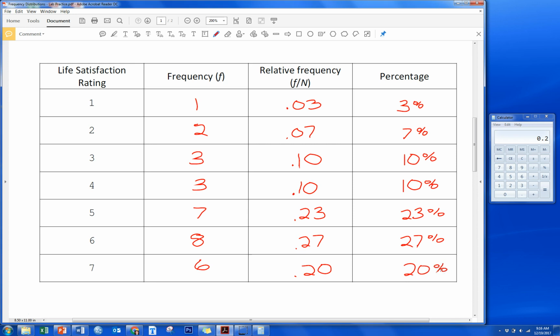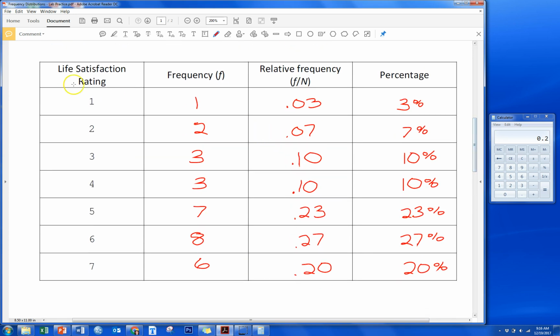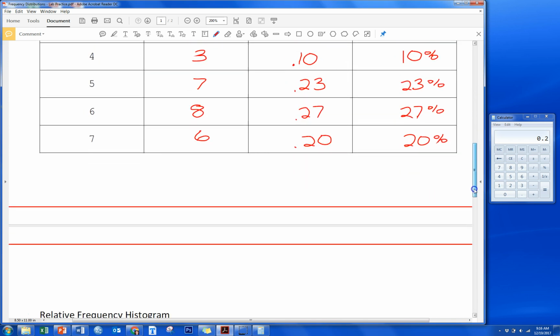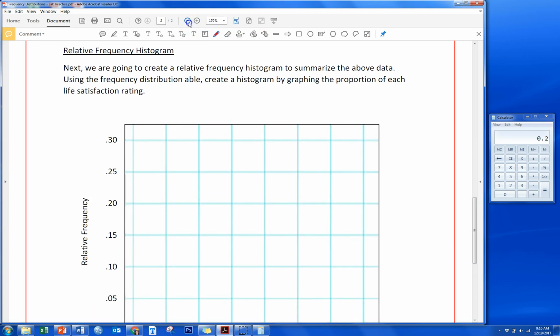So now we've completed our frequency distribution table, where we have the rating. We have how many people gave that response, the frequency, the relative frequency, which is the proportion of the frequency to the total sample size, and then the percentage. So we can see here the largest percentage, 27%, was a satisfaction rating of 6. So that was the most common percentage. But in order to help us get a visual sense for what this distribution looks like, we're going to move on to the next section and create a relative frequency histogram.